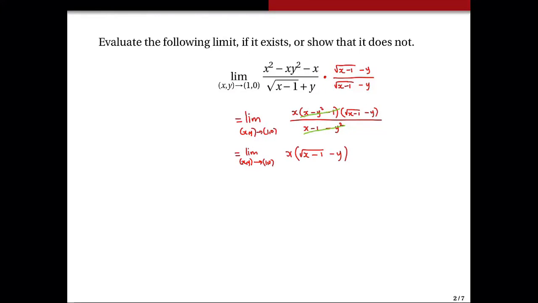So if we evaluate, take note that this is no longer an indeterminate form, and in fact, we can get some limit. To evaluate this at the point 1 comma 0, we will just have 1 times, here we have square root of 1 minus 1 minus 0. So the limit will be equal to 0. Okay? So the limit exists and the limit is equal to 0. Any questions?